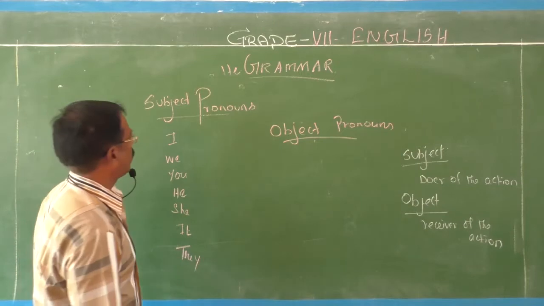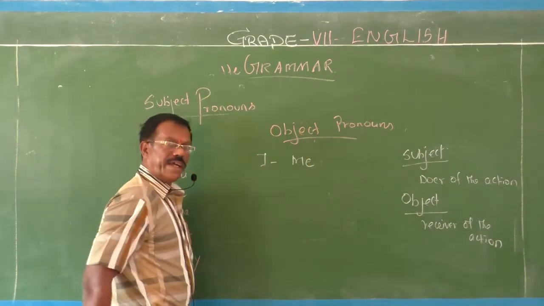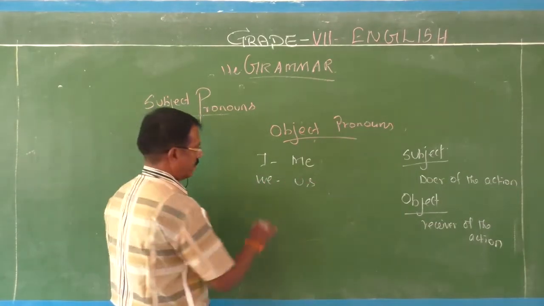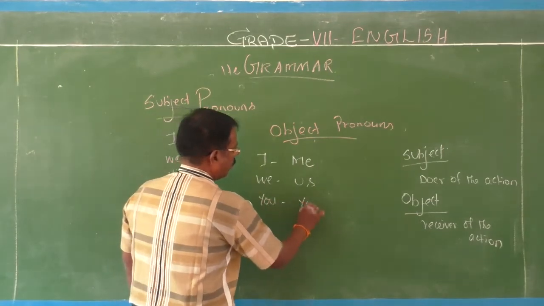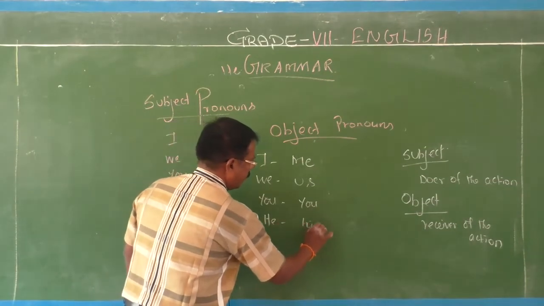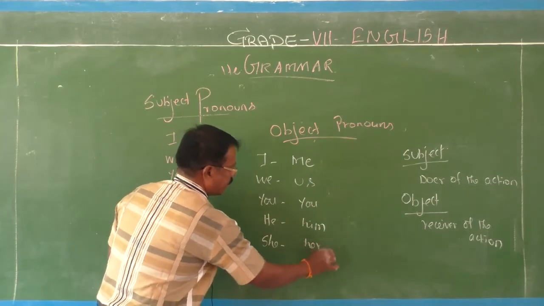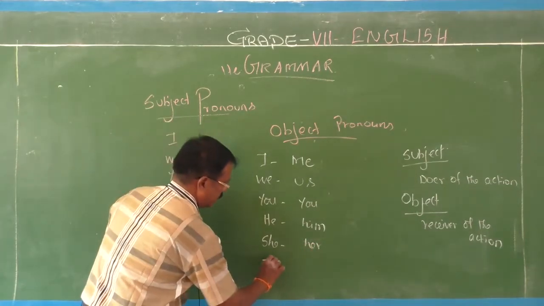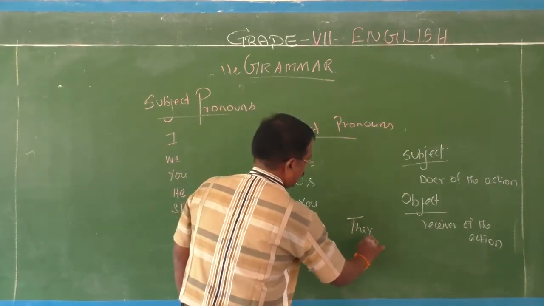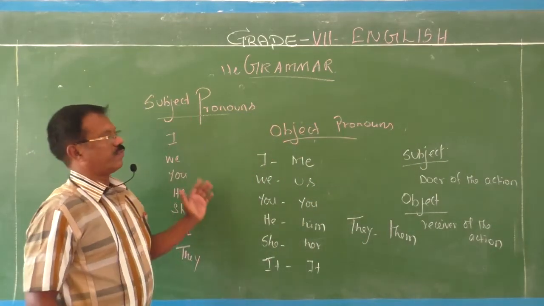I will list all the object pronouns. I, object, me. Okay, right. We, object, us. Okay. You, object, you. Okay, children. He, object, him. She, object, her. It, it. Then, they, them. Now, see, listen to me very carefully.